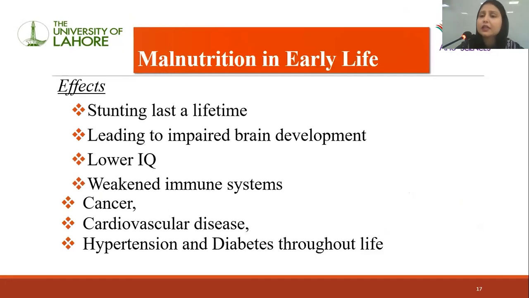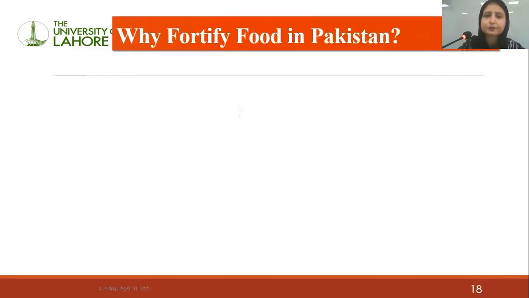So if a woman is suffering from malnutrition, the child born from this mother may have different problems across the lifespan, like stunting and impaired brain development, lower IQ level, weak immune system, metabolic disorders and chronic diseases such as cancer, CVD, hypertension, and diabetes throughout life, because it affects across the lifespan of a child.